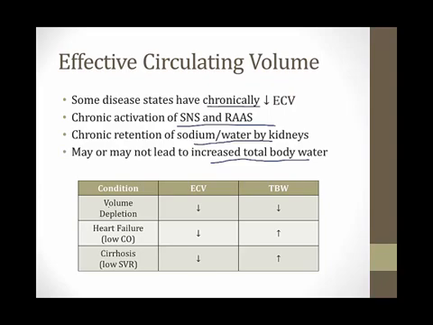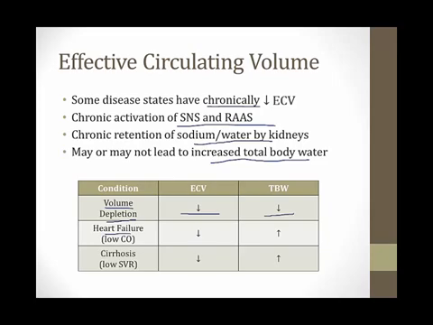So first, let's consider volume depletion. For example, imagine a patient with nausea, vomiting, and diarrhea who is significantly volume depleted. This patient will have a low ECV, which will lead to activation of the sympathetic nervous system and RAS systems. Those systems will lead to retention of sodium and water by the kidneys, but the kidneys won't be able to keep up with the volume losses. Thus, the total body water for that patient will remain low.